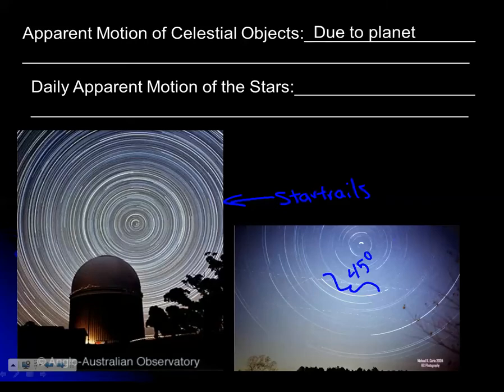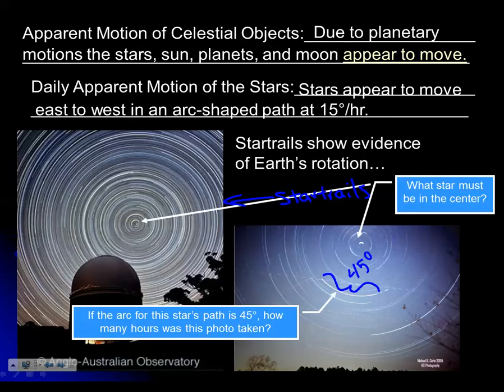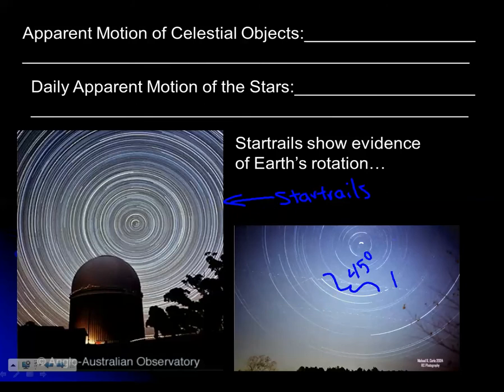So 45 degrees, and the Earth rotates 15 degrees per hour, you could divide 45 by 15, and you get a 3-hour photograph. Now, if it was 60 degrees, it'd be a 4-hour photograph. If it was only a 30-degree arc, it'd be a 2-hour photograph. A 15-degree arc would be only 1 hour open. And it's probably somewhere in between all those anyways, but you get the idea. That's how you calculate that.